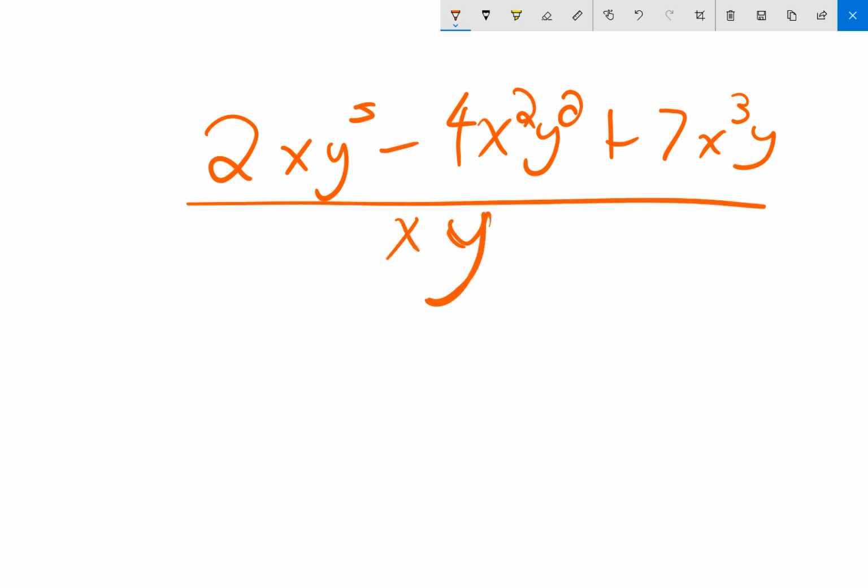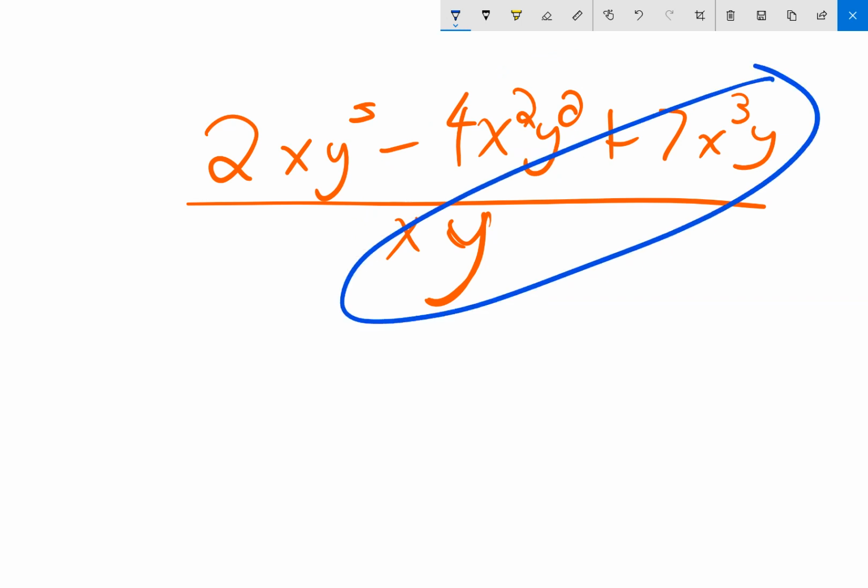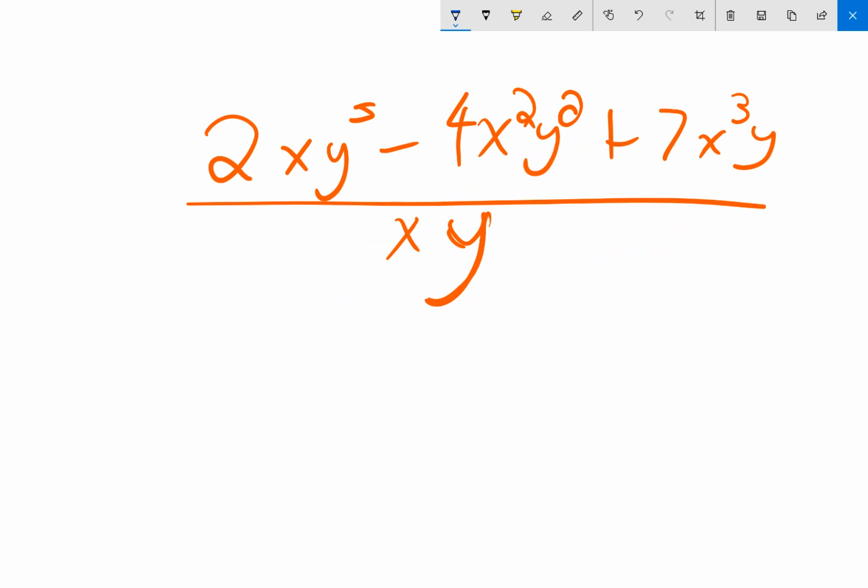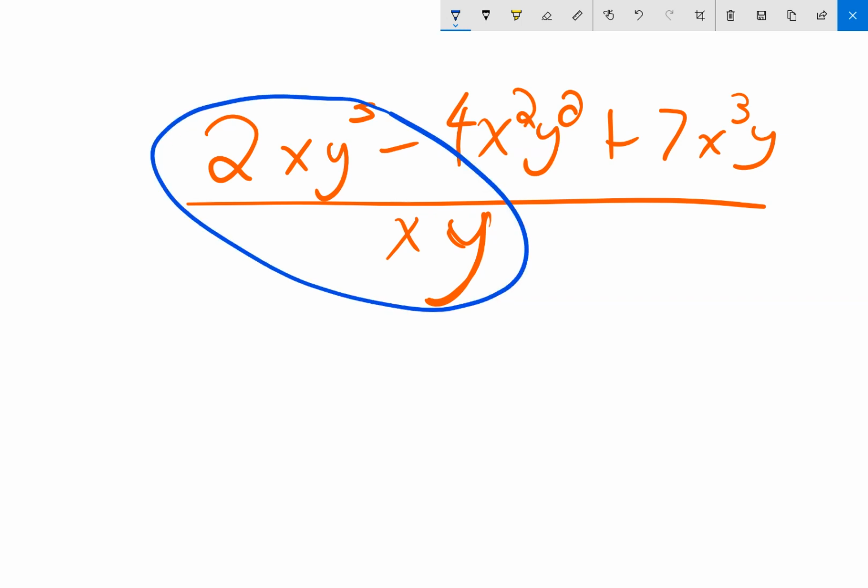So what this is doing is we're dividing every term by xy. We're going to divide this term by xy, we're going to divide the middle term by xy, we're going to divide this last term by xy. So we're dividing everything individually by xy. So let's focus our attention here in the front first. If I do 2x y to the 5th divided by xy, well, we're just canceling things out.